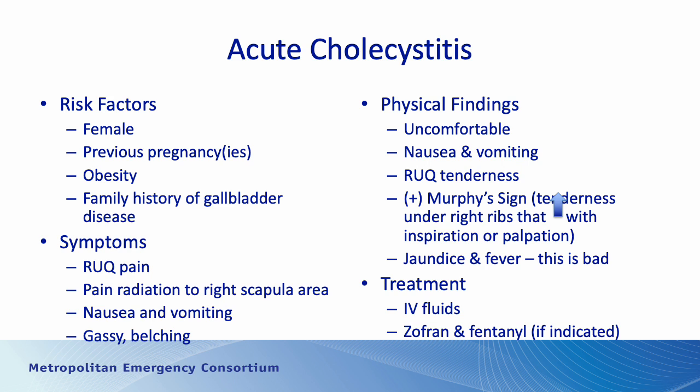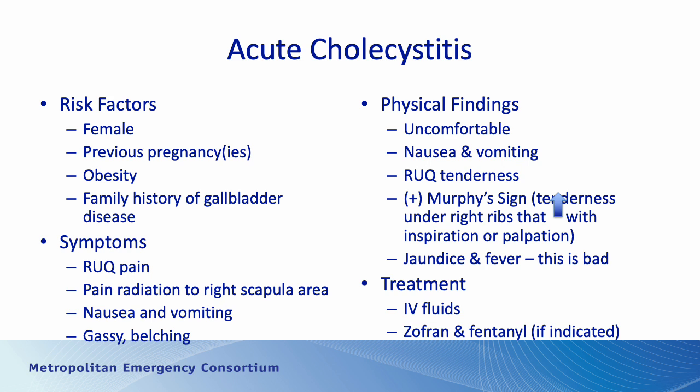How about acute cholecystitis? So acute cholecystitis, or gallbladder disease, is a common cause of epigastric and right upper quadrant abdominal pain. Risk factors include being female. Females are more likely to have acute cholecystitis or gallbladder disease than men, although men still can get it. Pregnancy does represent a risk factor, particularly if you have multiple pregnancies. Patients who are obese are at higher risk for cholecystitis, and then patients who have a family history of gallbladder disease. Most of the patients I evaluate and find having gallbladder disease or biliary colic have a family member, mother, sister, daughter, who has a history of gallbladder disease.